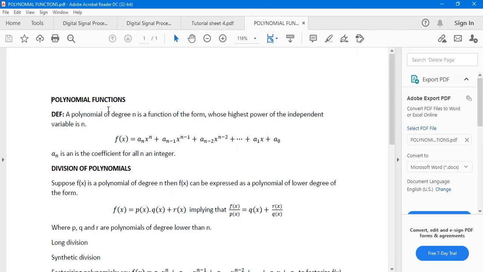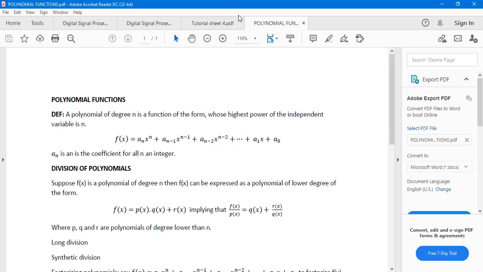So, what are polynomial functions? Basically, polynomials can be defined as a function of degree n, whose highest power of the independent variable is n, can be expressed like that. Say that function is f of x. So a polynomial of degree n would be expressed as this.